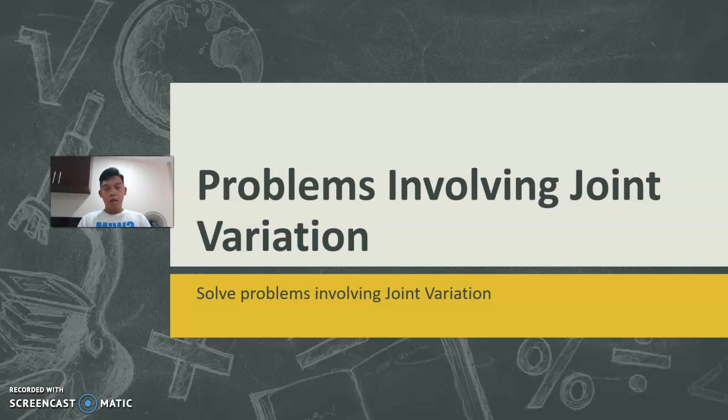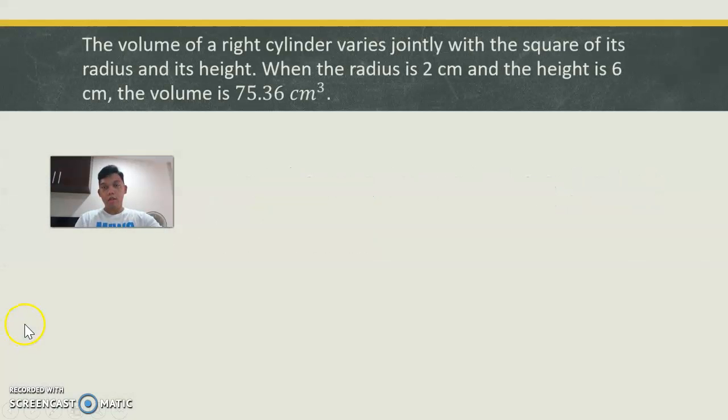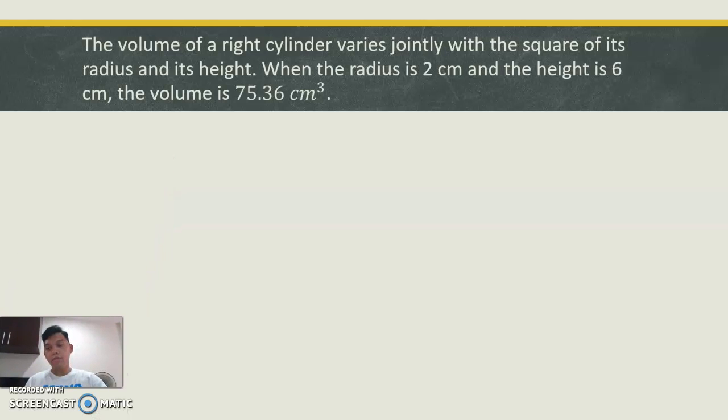So here I have chosen three examples, to be used as a tool in the discussion so that you may understand the concept very well. So now let's proceed. The first example: the volume of a right cylinder varies jointly as the square of its radius and its height. When the radius is 2 cm and the height is 6 cm, the volume will be 75.36 cubic centimeters.